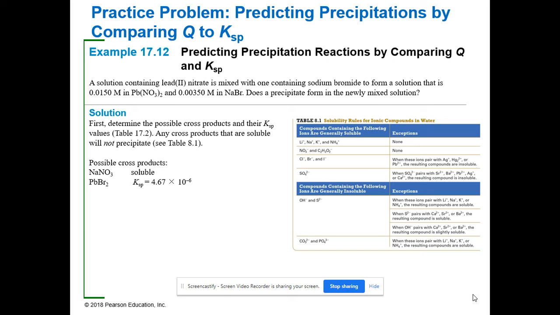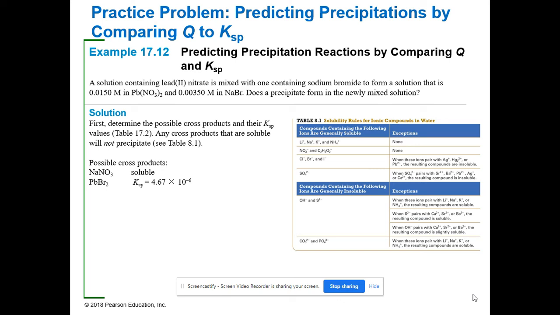Once again, we said technically that doesn't mean it's not soluble. It's only very, very insoluble. So some of it will be soluble, but most of it will not dissolve. So that means there is going to be a KSP value. So we would need to pull up our KSP chart and figure out what the KSP is. So the KSP of lead 2 bromide is 4.67 times 10 to the negative 6.